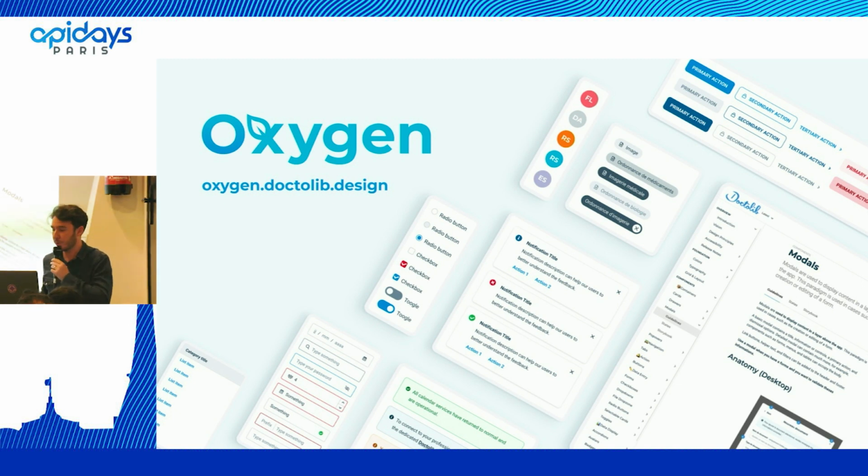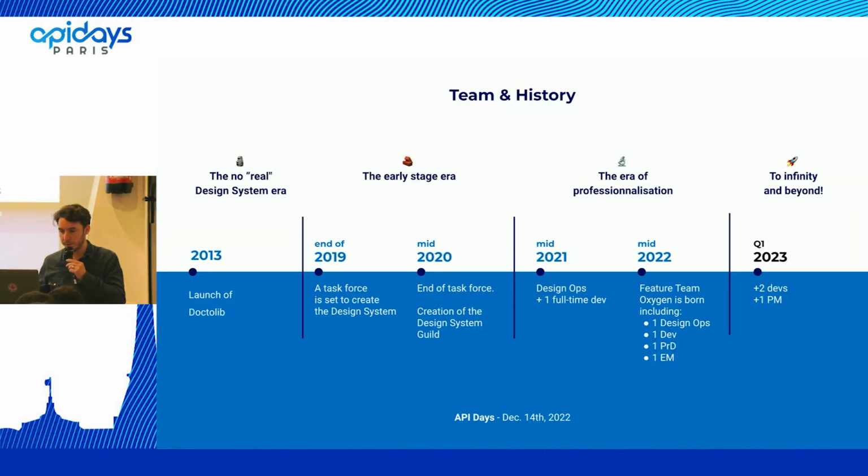First, let me introduce our design system. It's called Oxygen. You can see it directly at this URL. It's a public repo where everything can be seen: UX writing guidelines, components, foundations, even the brand resources, available to anyone. A bit of context around Oxygen.